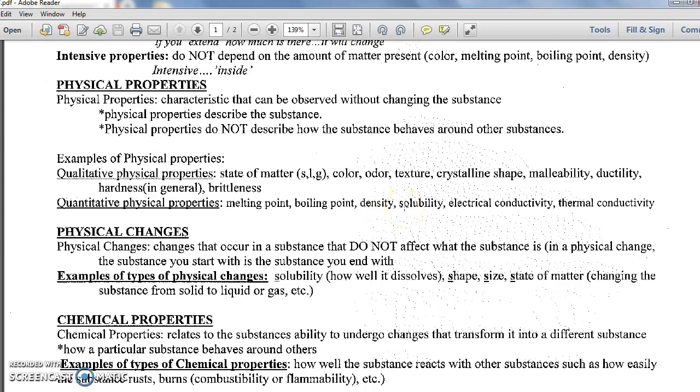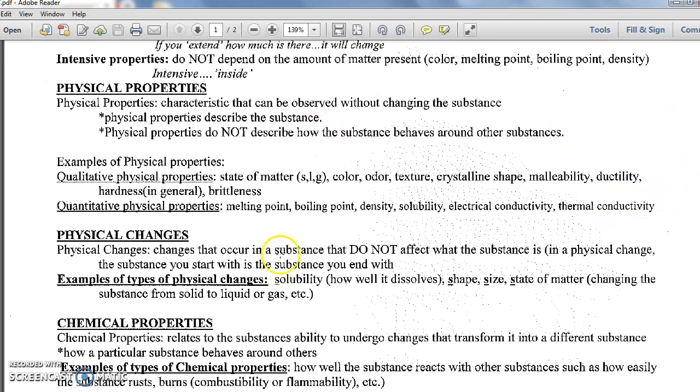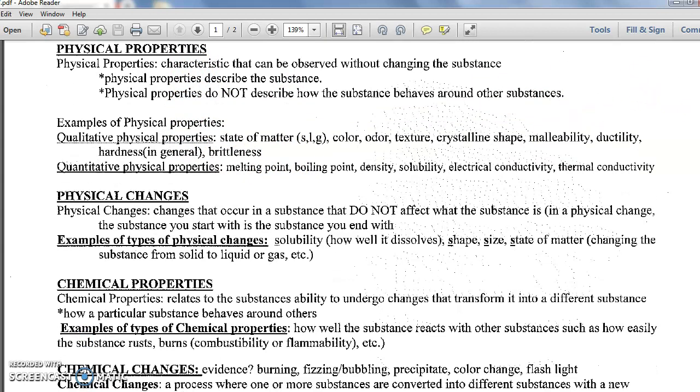Solubility is how well a substance dissolves. How many grams of a substance or kilograms of a substance you can dissolve in a particular solvent, that you would measure. How well it conducts electricity, you would measure it. How well it conducts heat, which is thermal conductivity, you would measure it. So physical properties, if you notice, we did not mention reacting it chemically with something. We're just describing how its properties are without reacting it.